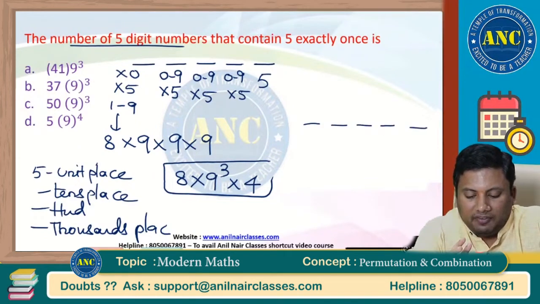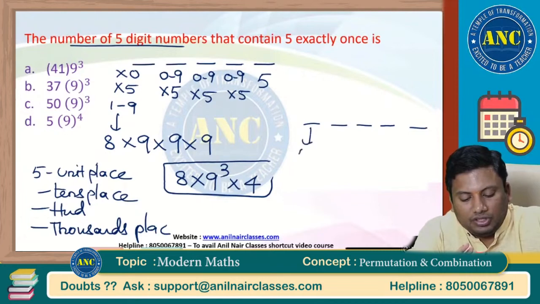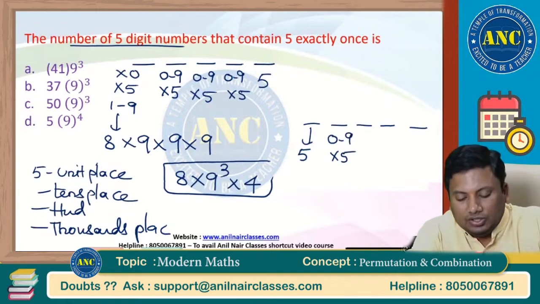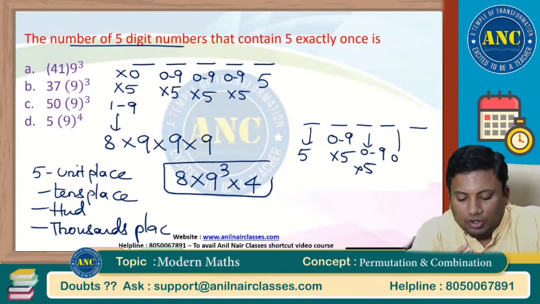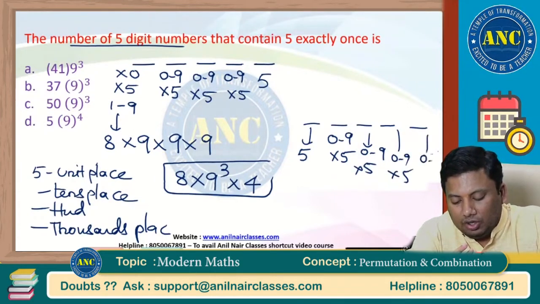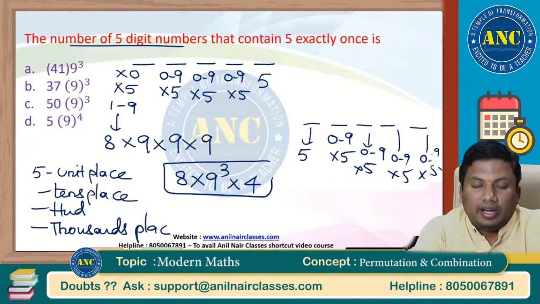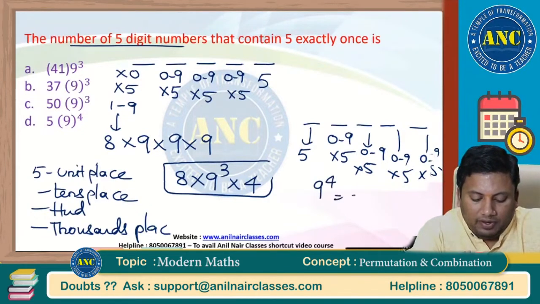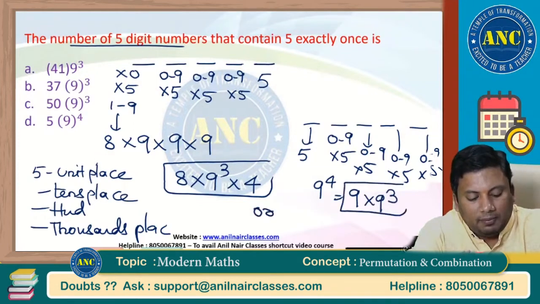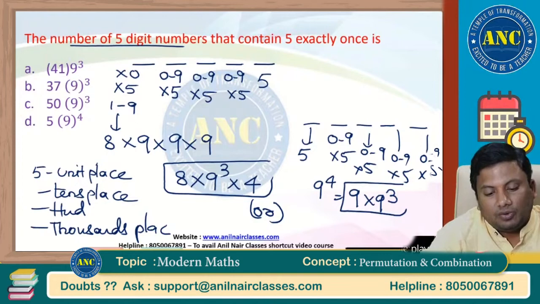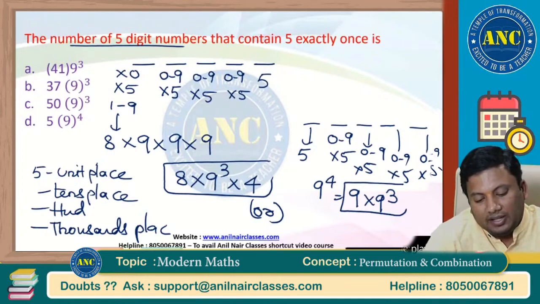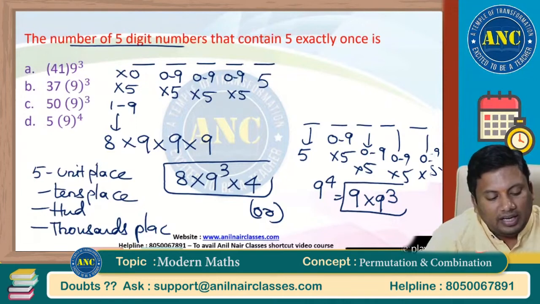Again it is a 5-digit number. If the leftmost is 5, the other places take 0 to 9, and 5 cannot come. Are you all with me? So it is nothing but 9 power 4, which is 9 into 9 cube. 5 can be there in exactly one of the units place, tens place, hundreds place, thousands place, or the leftmost place. 32 into 9 cube plus 9 into 9 cube.